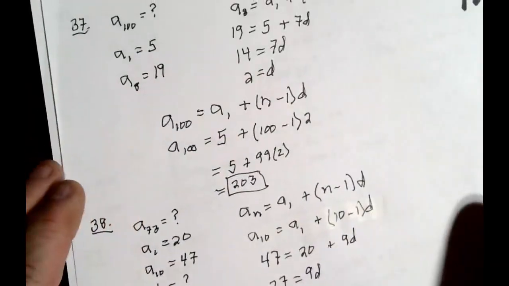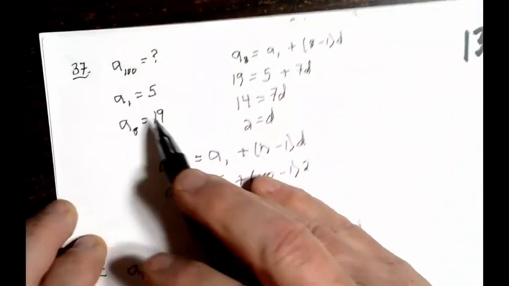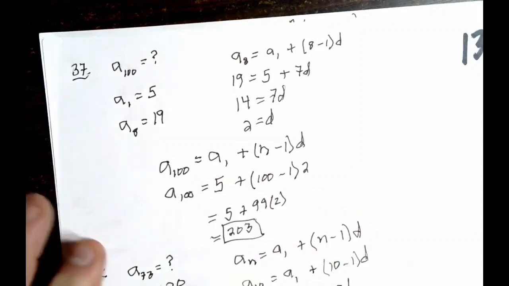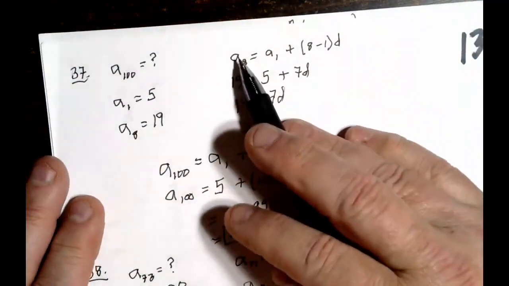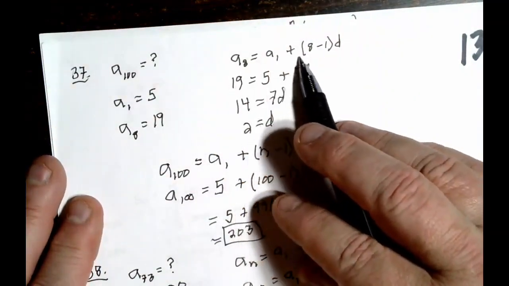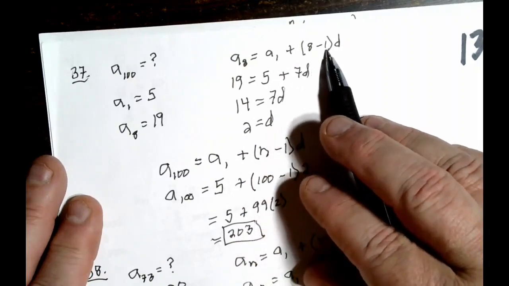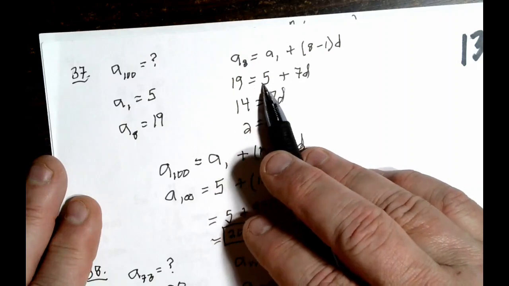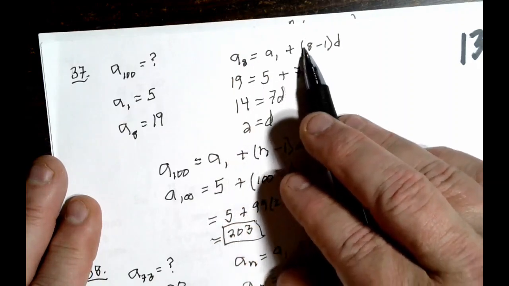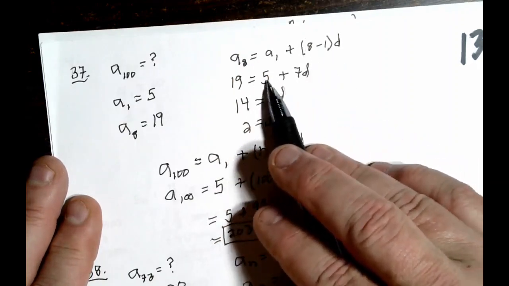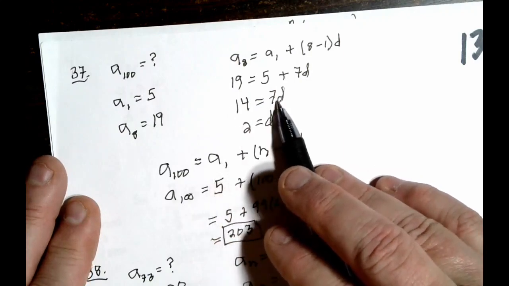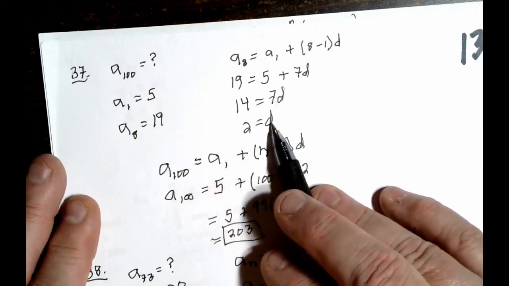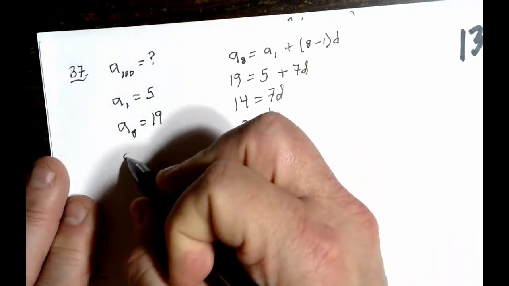37, they want the 100th term, and they give you the first and the 8th. Well, if they give you the 8th term, you know it's the first term plus 8 minus 1 times d. Well, that's 19 equals 5 plus 7d. 8 minus 1 is 7. So subtract 5 and you get 14 equals 7d, or d equals 2. So now we know what d is.